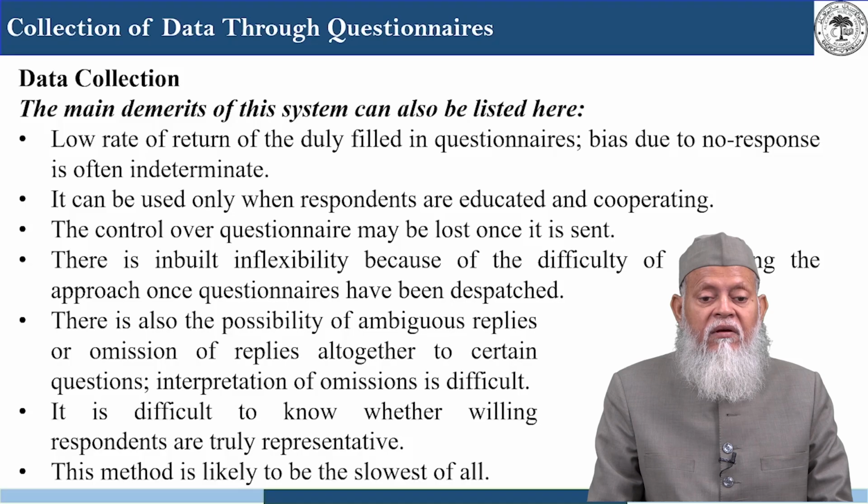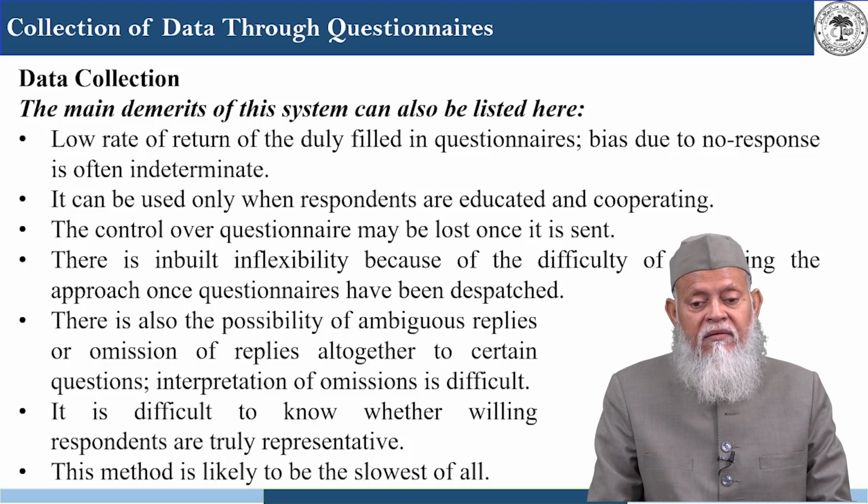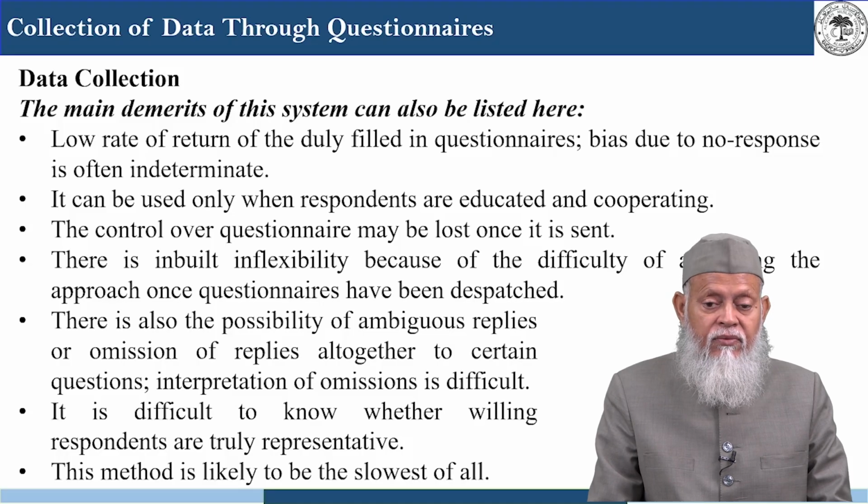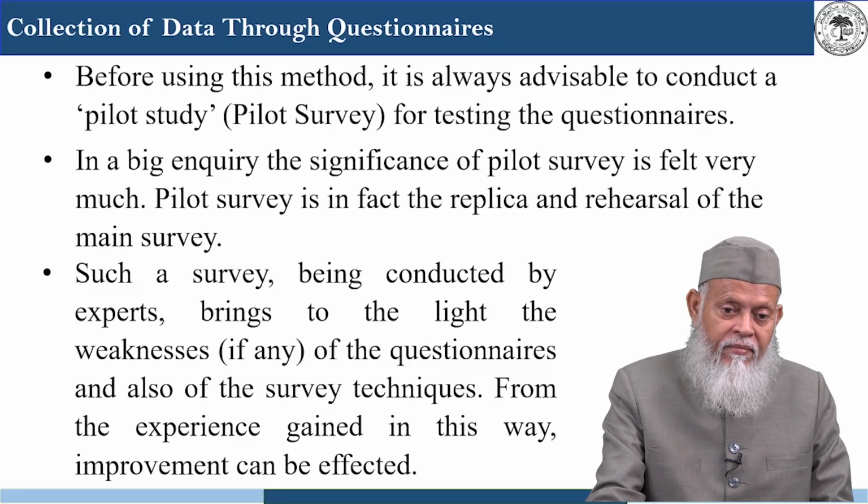It is difficult further to know whether the willing respondents are truly representative or not, and the method is likely to be slowest of all. The method is very slow because they could take any time. You have given them 1 week, they can take 4 weeks. You have given them 1 month, they can take 3 months, because there is nothing which forces them to reply quickly.